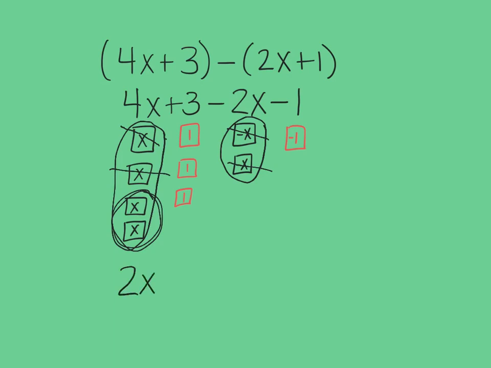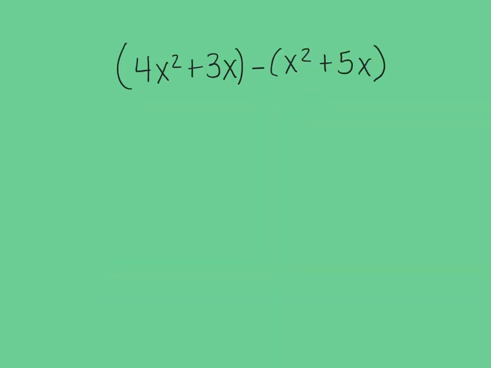Now let's combine the single 1 tiles. We have 3 positive 1s and 1 negative 1. So a group of positive 1 and negative 1 cancels. And I'm left here with just 2 positive 1s, so a positive 2. And this is the simplified version of this subtraction problem.